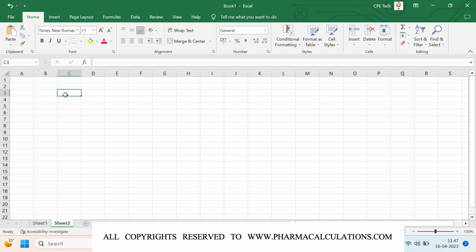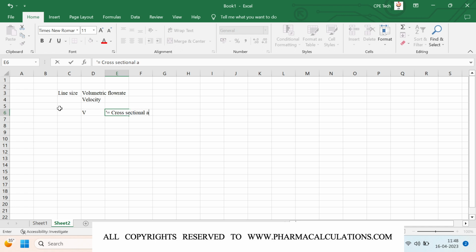The line sizing majorly depends on the volumetric flow rate and the velocity. If these two things are known, then automatically we can estimate the line size using the formula. So capital V, the volumetric flow rate, is nothing but the product of cross-sectional area and the velocity, which is represented by small v. So using this formula, we can calculate the line size.